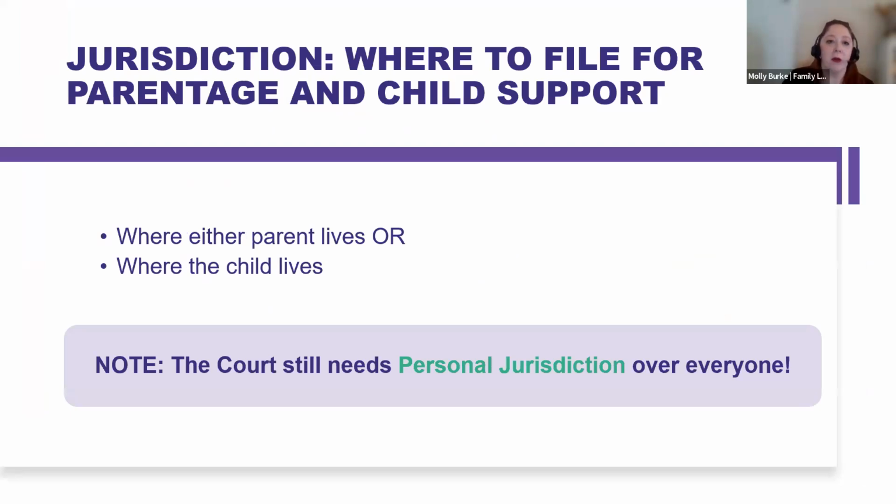Now let's talk about where to file for parentage and child support cases. For these cases, you can file in the state where either parent lives or resides, or where the child lives or resides. But keep in mind, the court will still need what's called personal jurisdiction over the other person that you are filing against. And this means that the court will need to see that this person, not just the type of case, has some sort of relationship with the state.